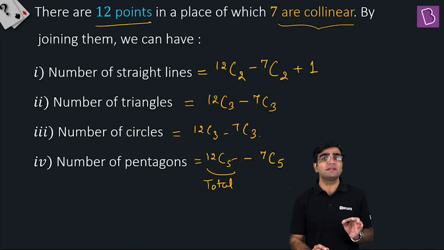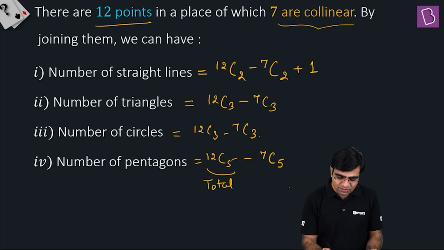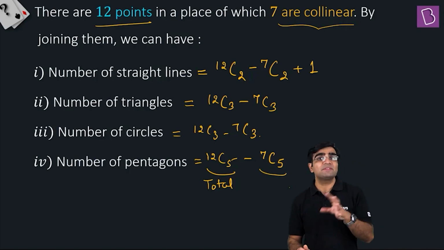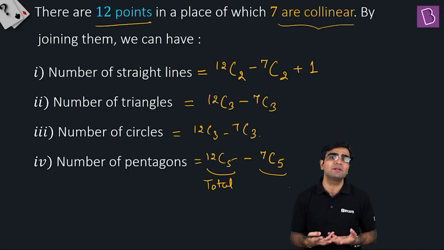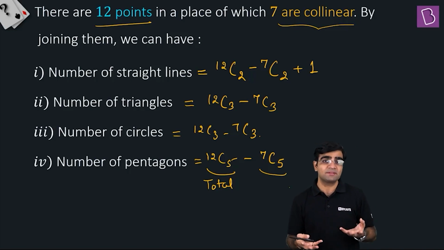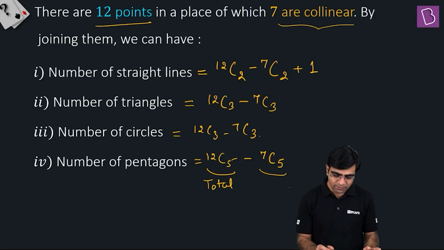From the total number of cases, I'm subtracting 7C5. By mistake, I have counted these as the number of pentagons, but if I choose any 5 collinear points and join them, I'll get a straight line, not a pentagon. So that I've removed. Perfect.